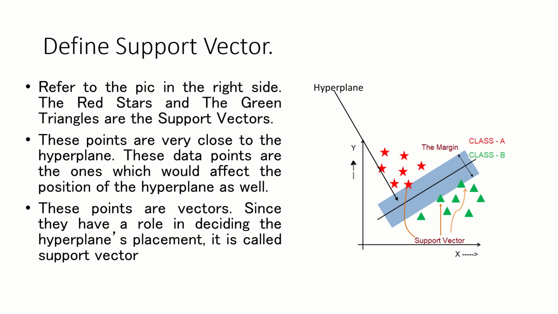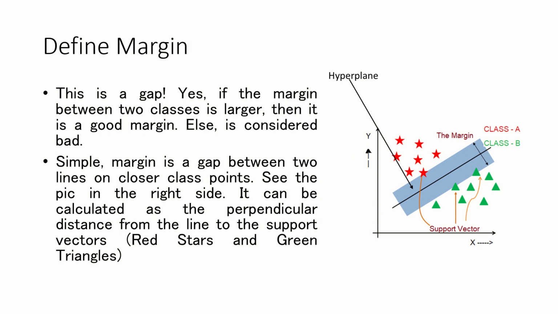Define support vector. This is again yet another very important question when it comes to SVM. You can see the picture. In the picture, the red stars and the green triangles are shown, and they are nothing but the support vectors. Remember, the red stars and the green triangles are the support vectors. These are very close to the hyperplane, as you can see. These data points actually decide the fate and the position of the hyperplane. Since these points play a role in deciding the hyperplane's placement, we call them support vectors. It's a very important point, remember it.